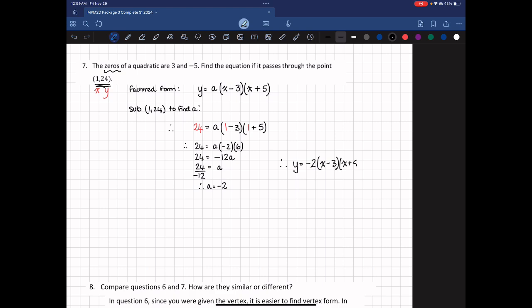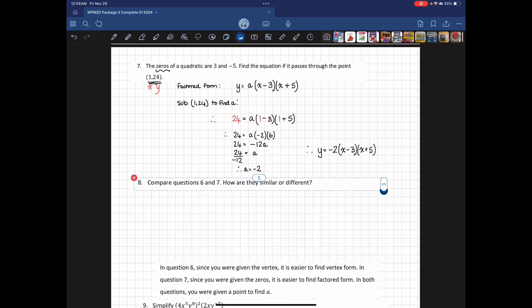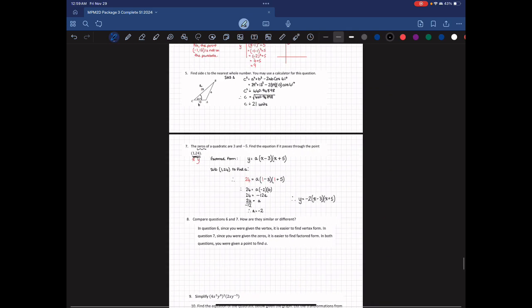And that's it. Done. Okay, number 8. Compare questions 6 and 7. How are they similar or different? In question 6, since you were given the vertex, it's easier to find vertex form.